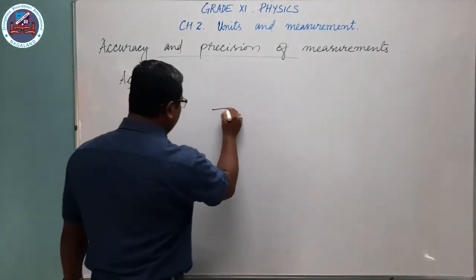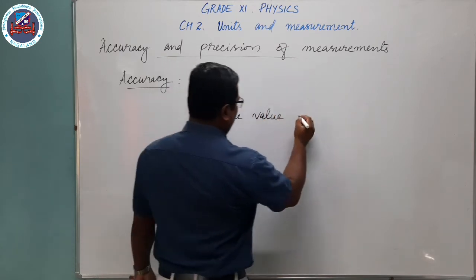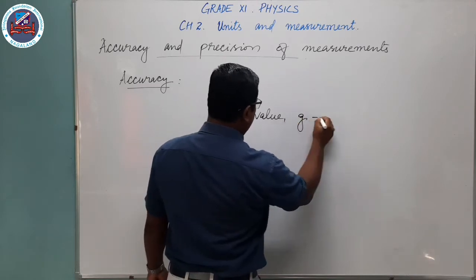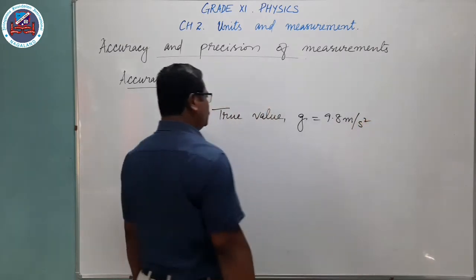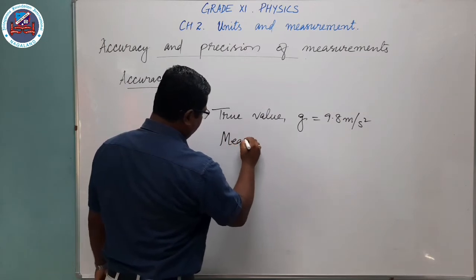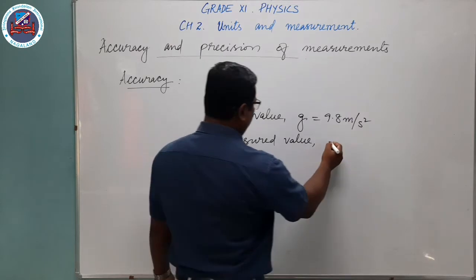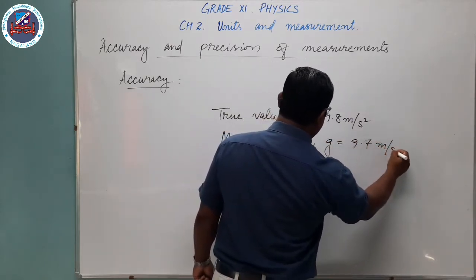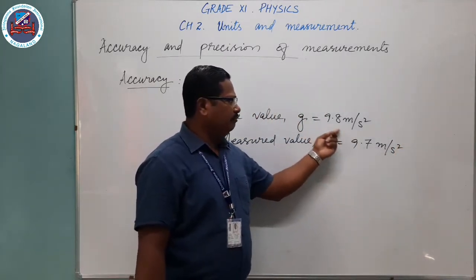Suppose the true value of a certain physical quantity, say acceleration due to gravity of the earth, is 9.8 meter per second square, and your measured value of g is, suppose, 9.7 meter per second square. This value will tell us how accurately you have measured.